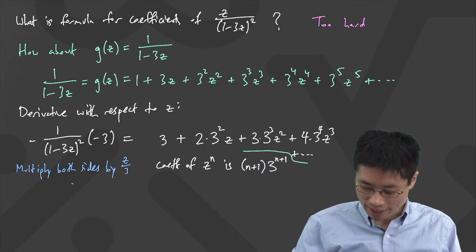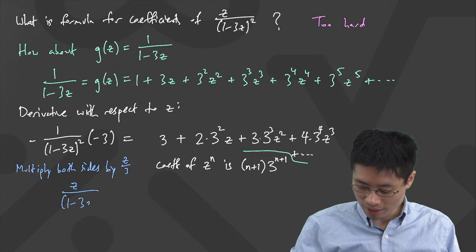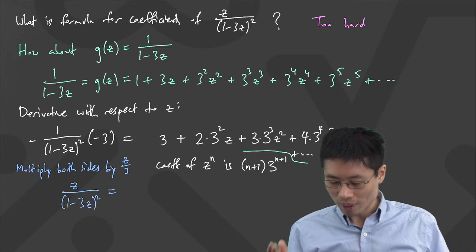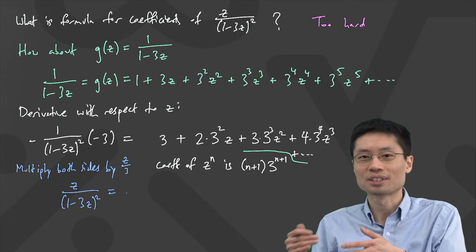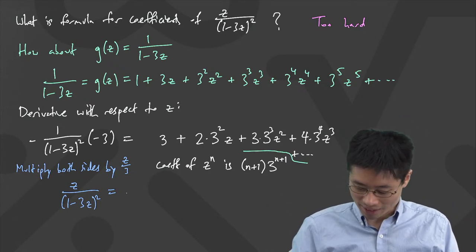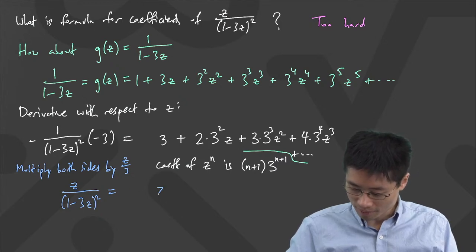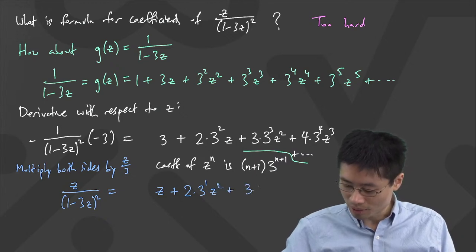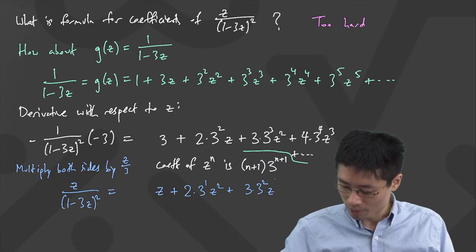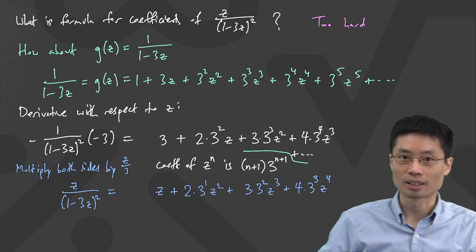What you end up getting is exactly z over 1 minus 3z whole thing squared is equal to, what happens when I do that? I'm a pattern guy. Let's just go and do it. Of course, if you prefer the nth coefficient is whatever, you can do that too. But as a pattern guy, what I see is I get z multiplied by z over 3. So I get z plus 2 times 3 to the power 1 z squared plus 3 times 3 to the power 2 z cubed plus 4 times 3 to the power 3 z to the 4th plus dot, dot, dot, ran out of space.